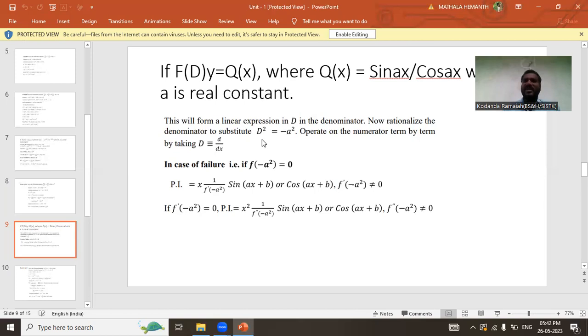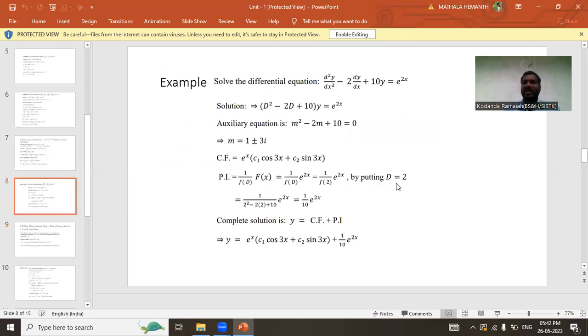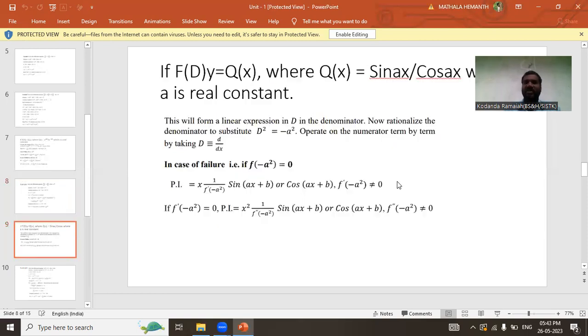For the previous method, the exponential method, put D equals a here. For this trigonometric method, put D square equals minus a square. That is a particular integral. So D square equals minus a square, and we operate on the numerator term by term, taking D equals d by dx.